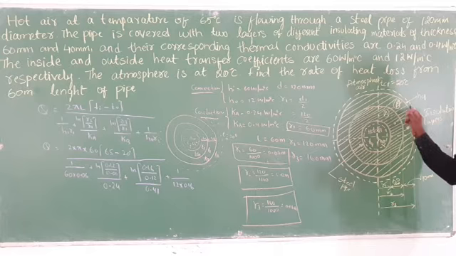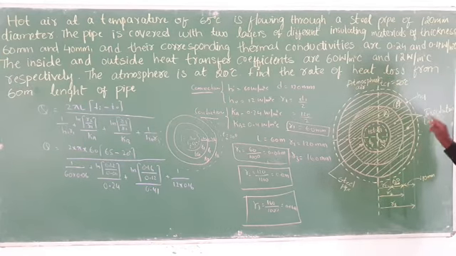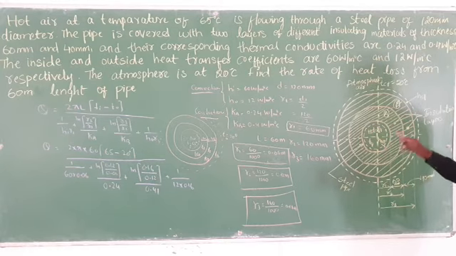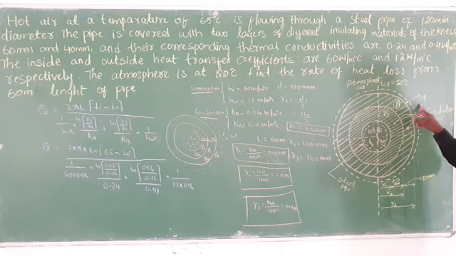After that, here convection is there. The temperature given is 20 degrees. Inside convection is known as Hi and outside convection is known as Ho.